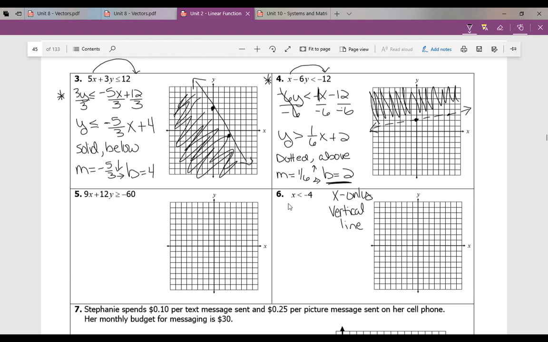Since my only variable is isolated, I can't isolate Y. I know this is going to be a dashed line or a dotted line. We'll just keep it with dotted. And I'm going to shade everything. I can't really shade below a vertical line, but I'm going to shade everything less than that vertical line.